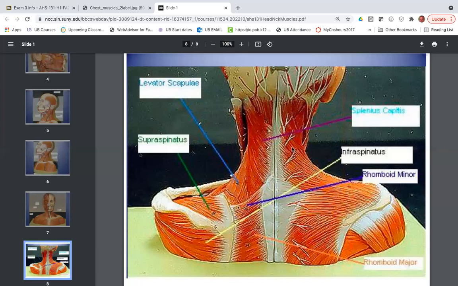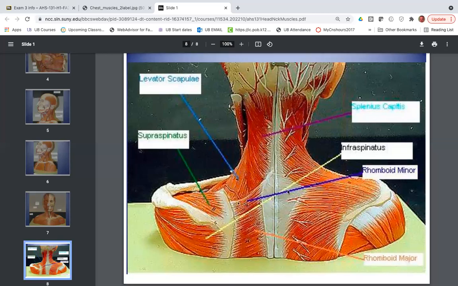Okay, now once the trapezius has been dissected, we can look on the left-hand side. Just deep to the trapezius in the neck is a muscle called the Splenius Capitis. Capitis, capital, means the head, so it's going up to the skull. That's the Splenius Capitis.